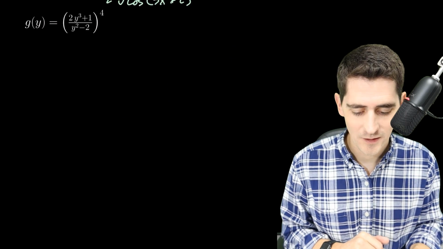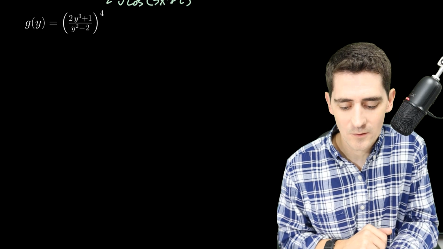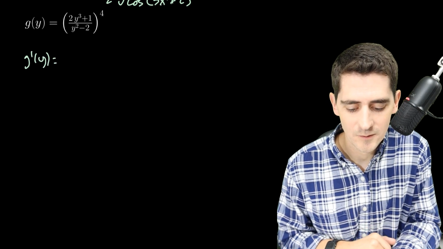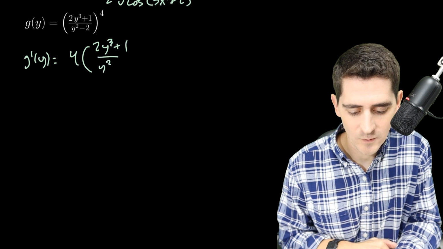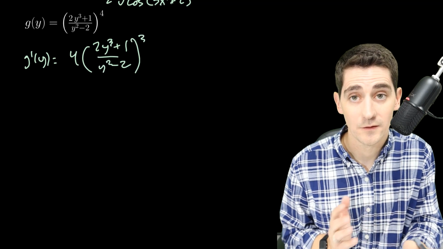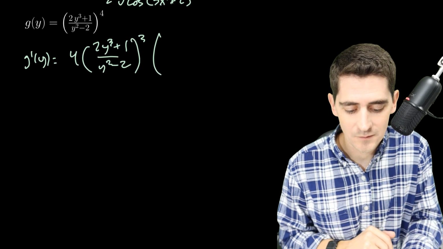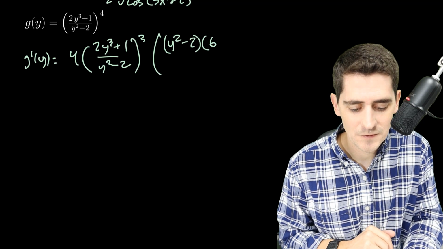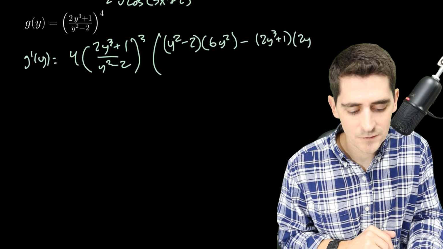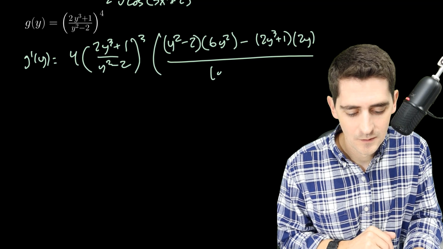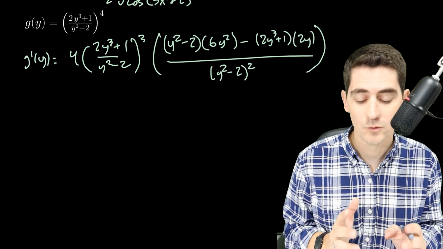Okay, g of y this time is (2y cubed plus 1 over y squared minus 2) all to the 4th power. So g prime of y is going to be 4 times (2y cubed plus 1 over y squared minus 2) cubed. That's chain rule. Times the derivative inside, which again is going to require quotient rule. So that's low times the derivative of the top, which is 6y squared, minus the top times the derivative of the denominator, which is 2y, over (y squared minus 2) quantity squared. Chain rule with quotient rule applied.